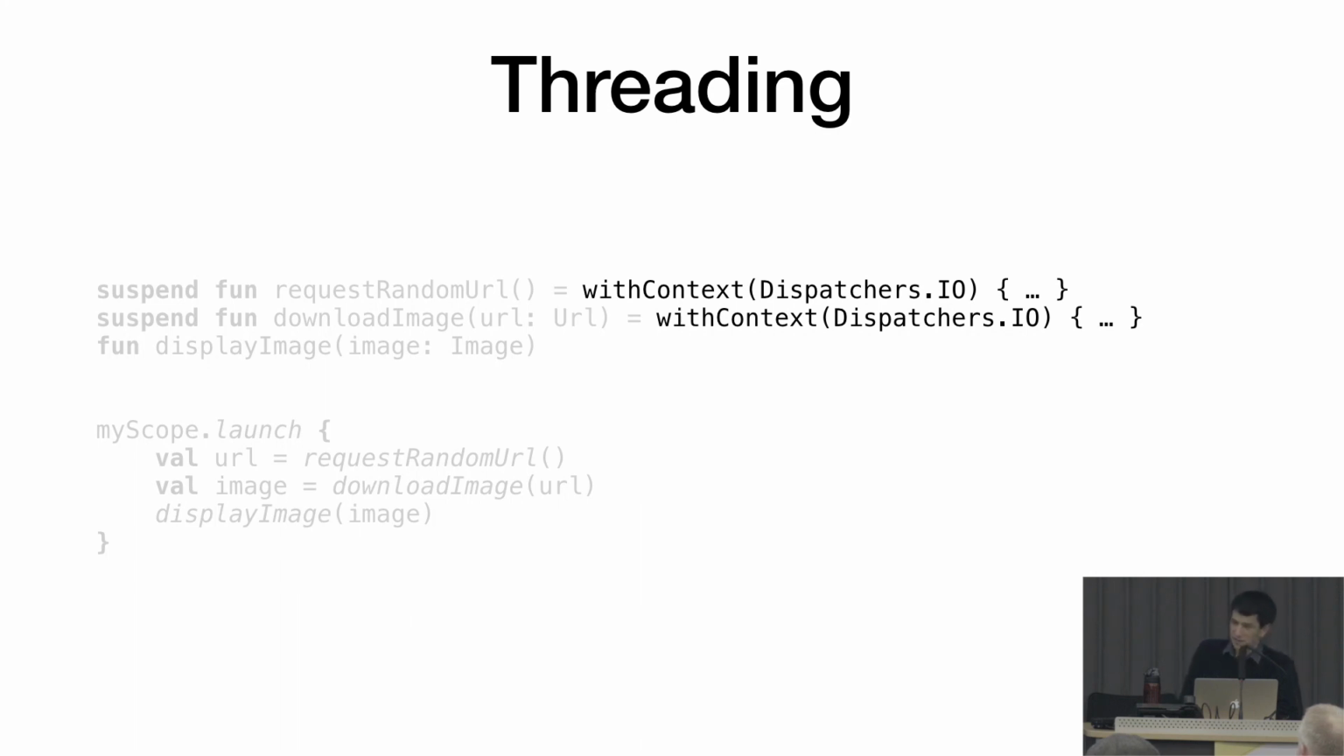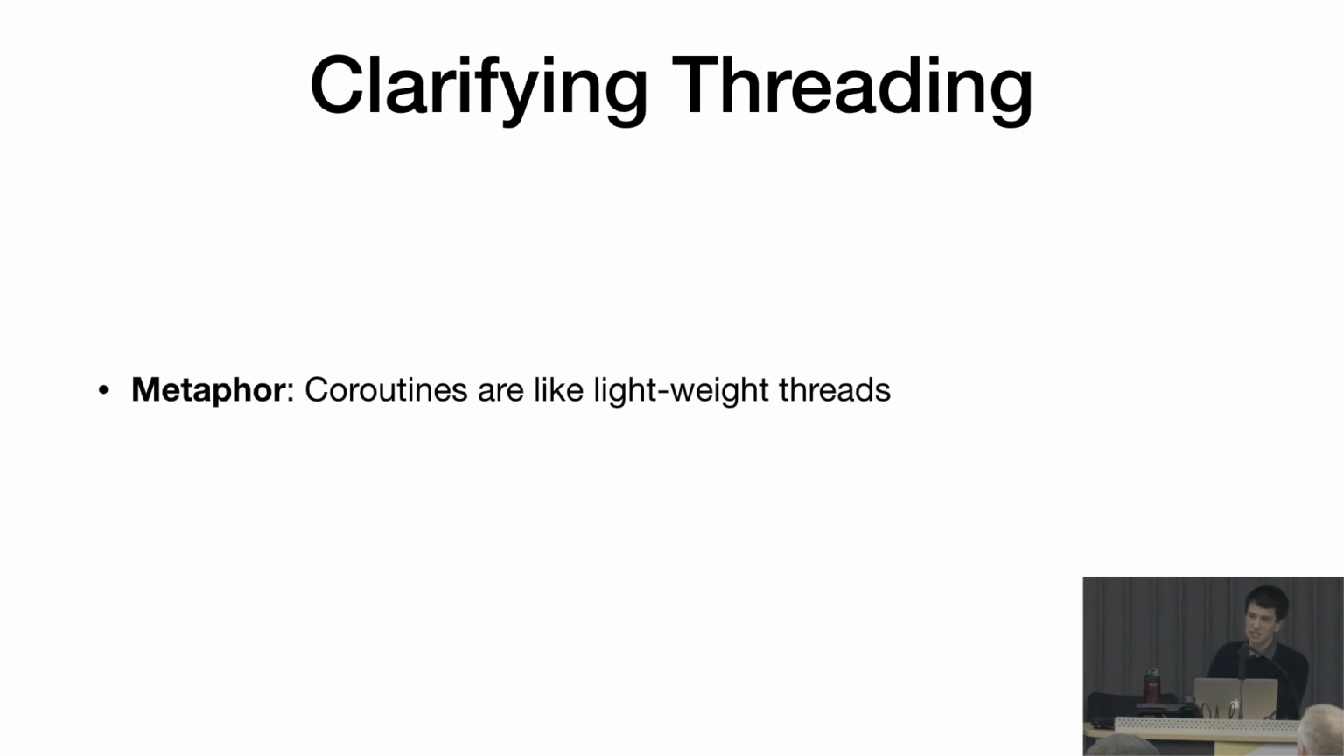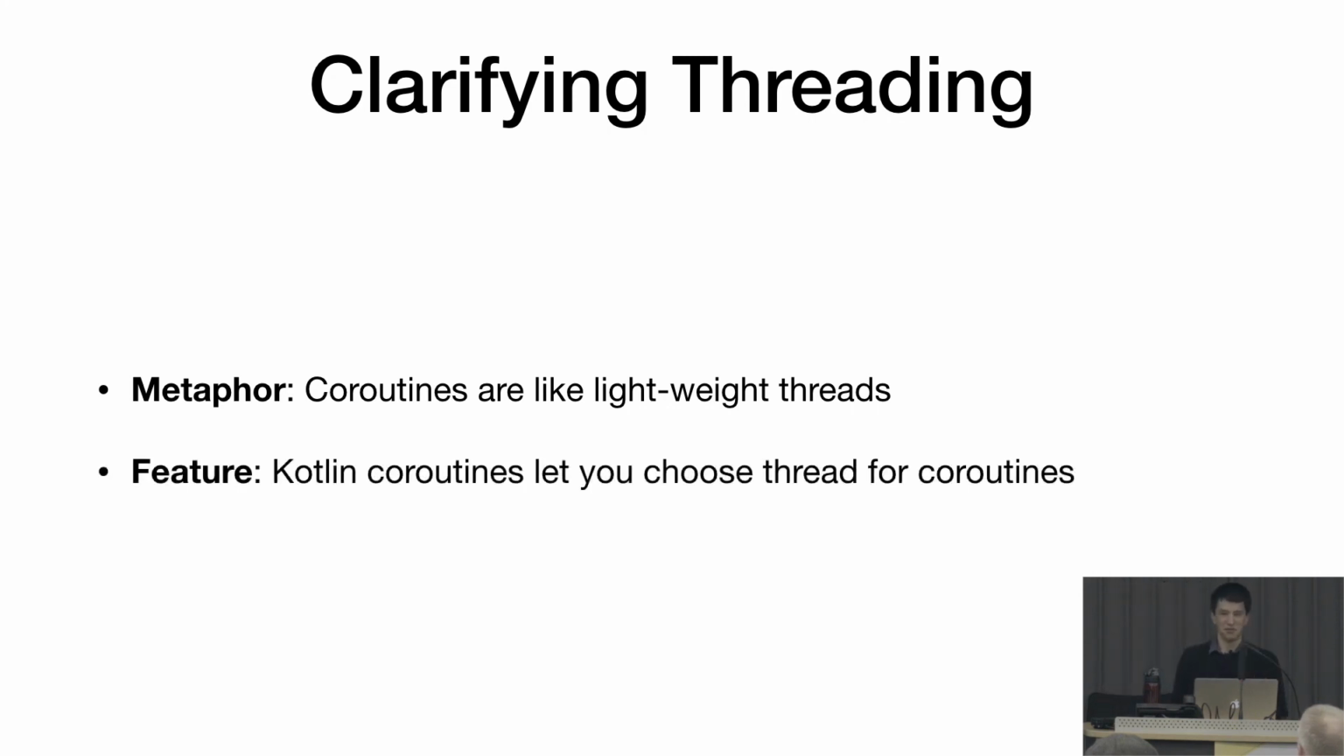I want to clarify something that confused me a lot, which is the metaphor talked about at the beginning that coroutines are like lightweight threads. That's a metaphor. Coroutines are not lightweight threads. They're like lightweight threads. There is a feature in the Kotlin library which lets you execute coroutines on whatever thread you want. That was a large point of confusion for me when I first started working with coroutines too. Are coroutines threads? No, but they do let you do a lot of stuff with threading as a feature.